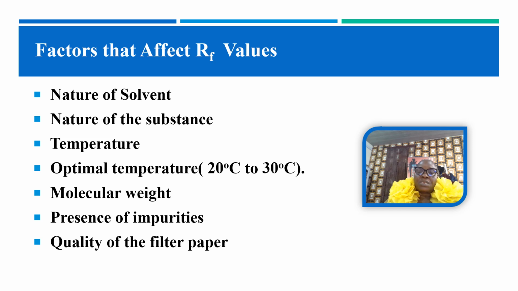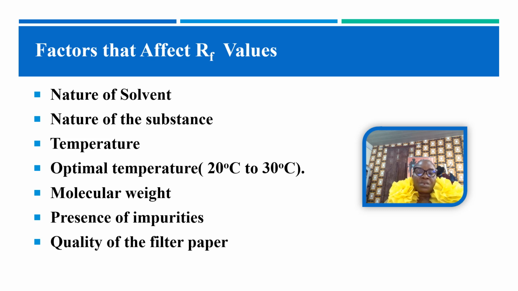What are the factors that affect RF values? The nature of the solvent, 1. The composition of the solvent can affect the interaction between cellulose and the substance, influencing the RF value. More polar substances tend to interact more strongly with cellulose, leading to higher RF value. Cellulose can form hydrogen bonds with the substance, which slows down its migration and increases the RF value. Nature of the substance. Cellulose can absorb the substance, which can affect the migration and RF value.